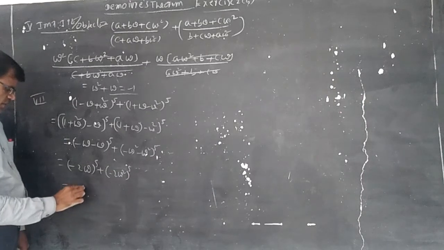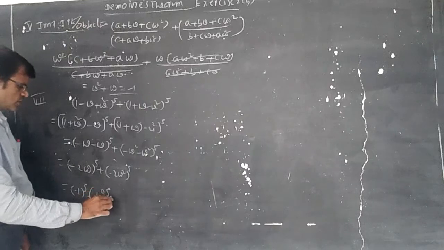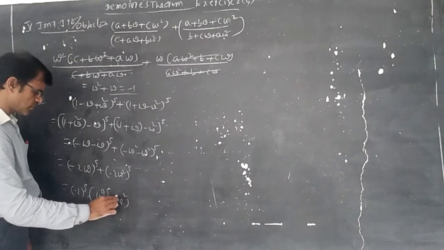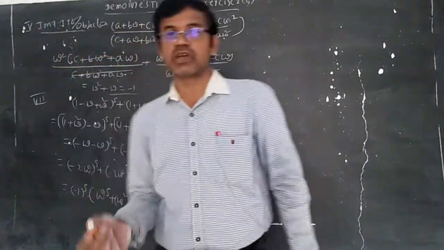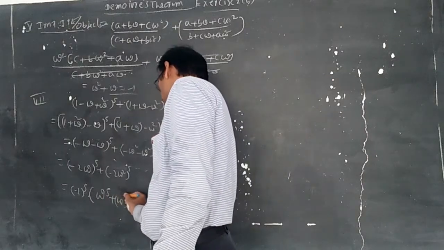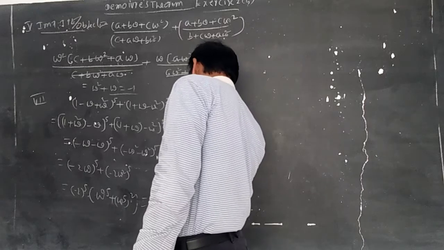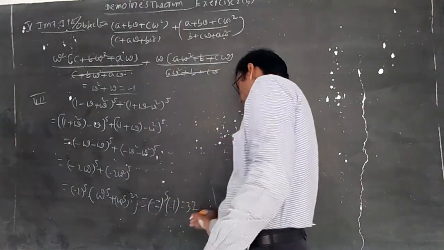So take common minus 2 power 5: minus 2 power 5 into (omega power 5 plus omega square power 5). This one you can understand as omega power 5 plus omega power 5 whole square. So it is nothing but of the form omega plus omega square. So it is simply minus 2 power 5 into minus 1. That value is 32.